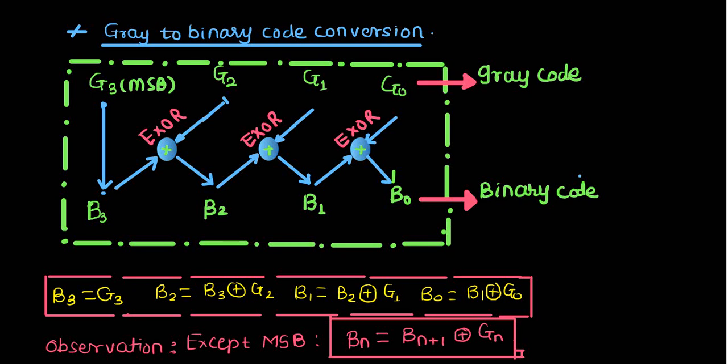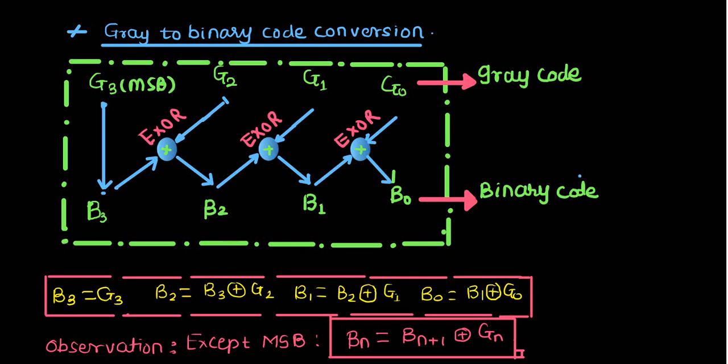firstly we have to identify the MSB bit, as we did last time when we were converting a binary code to the gray code. Similarly, here also we have to identify the MSB bit of the gray code. Now, when we identify the MSB bit of gray code, half work is done. Now, write that MSB bit of the gray code as it is below that MSB bit of the gray code. Now this will be the MSB bit of your binary code.